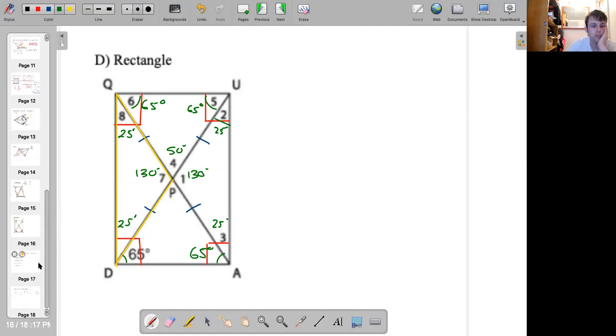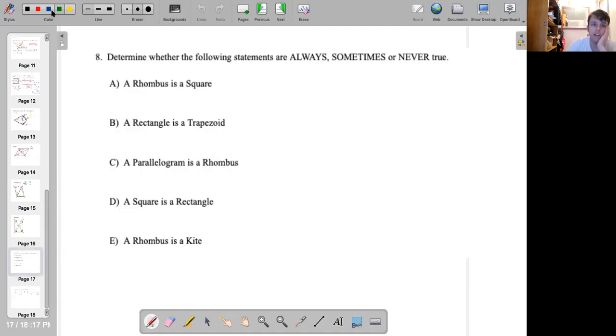All right, 2 more main problems to look at. In this problem, we're going to try to decide whether these statements are always true, sometimes true, or never true. So we want to break this down. Always true means there's no way to have, so for example, let's look at A, no way to have a rhombus that's not a square. It will always be true. If it's sometimes true, it'll be like, well, sometimes a rhombus would be a square.